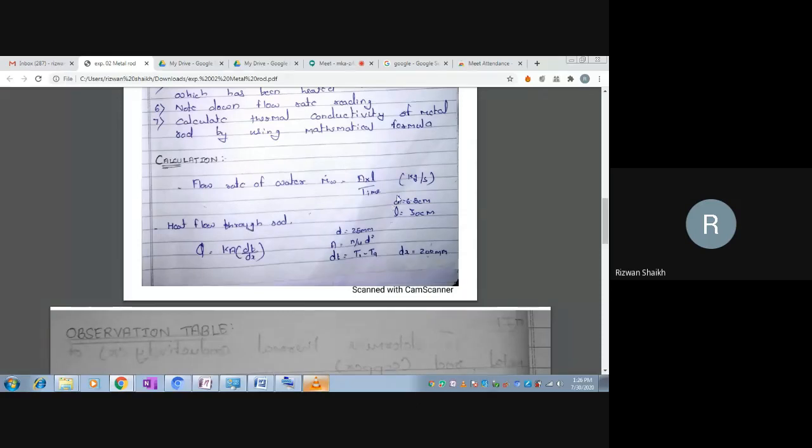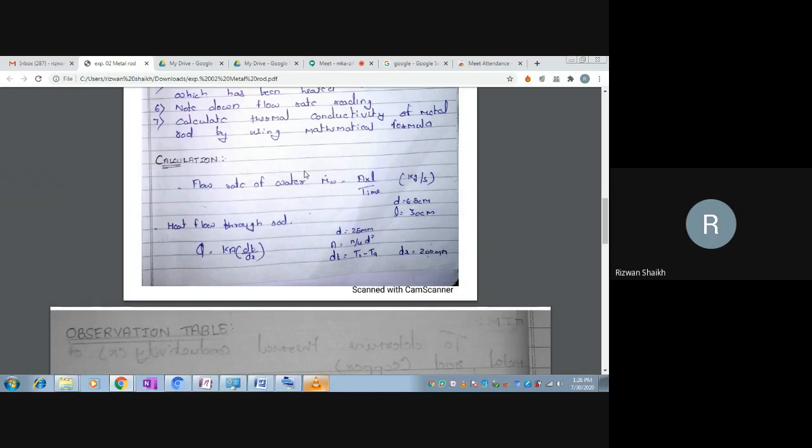And heat flow, now here we have to make clear that the diameter D is the diameter of the jar and L is the length of the jar. It is not the diameter of the rod and length of the rod. Just do not get confused. So here we are making use of the diameter and length of the jar to calculate the flow rate.